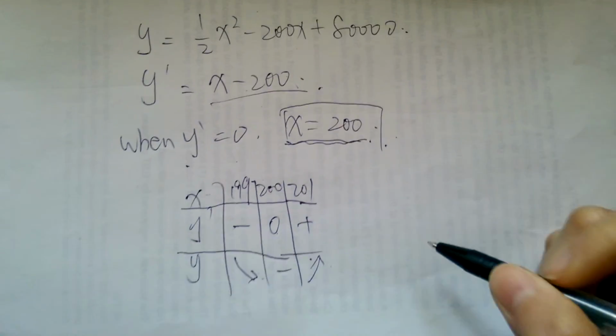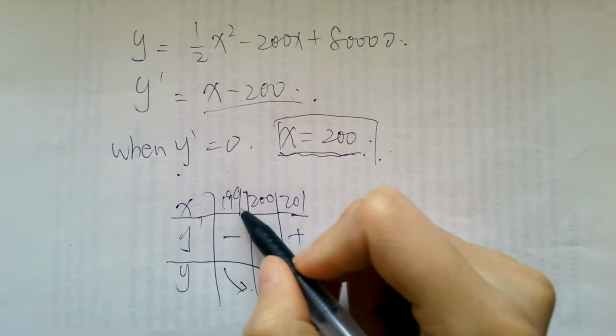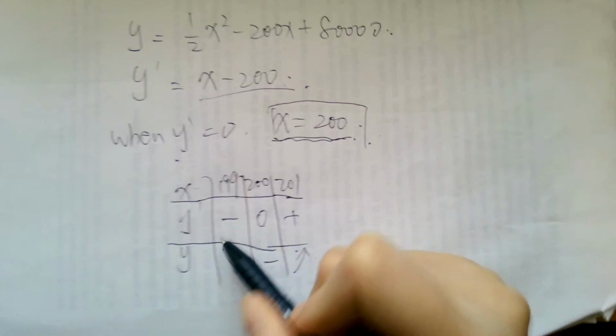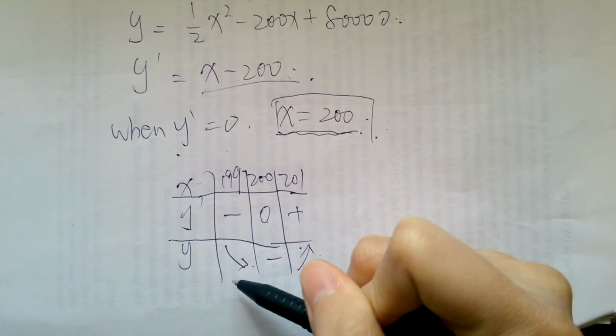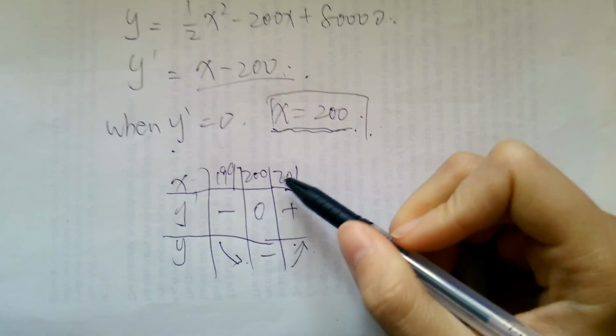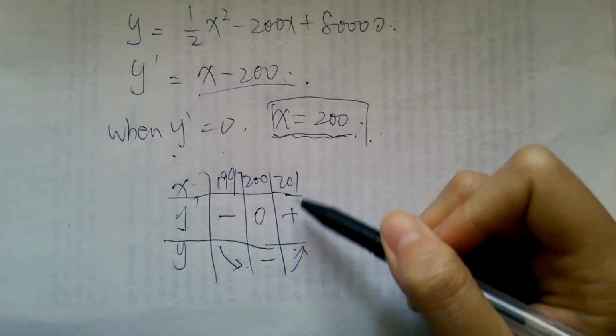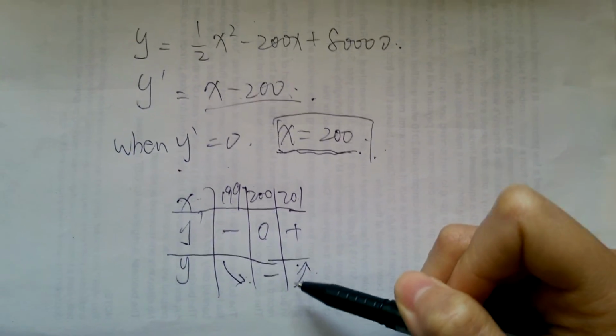And then we can prove this by using this table. When x is smaller than 200, the derivative will be negative, and then the curve of y will decrease. And if x is greater than 200, the derivative will be positive, and then y will increase.